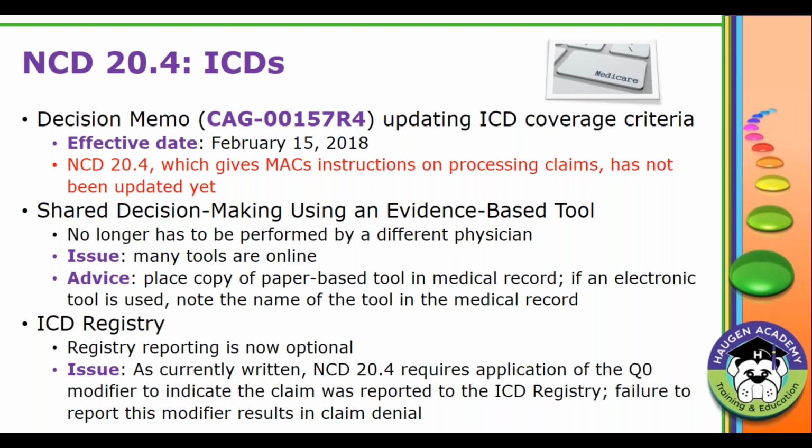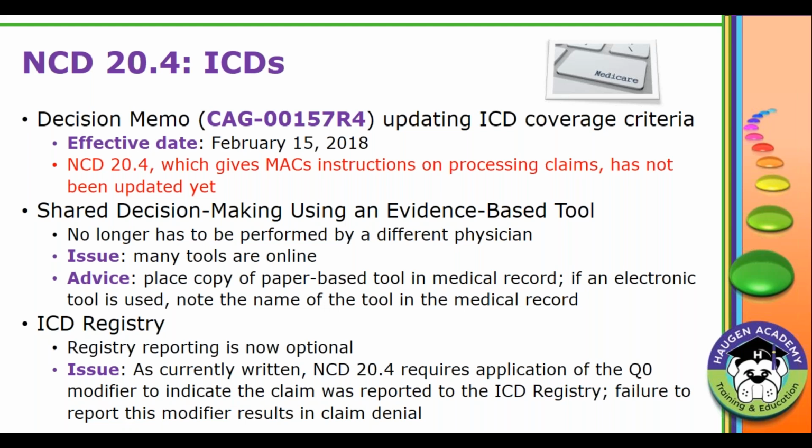So here's the issue. National Coverage Determination 20.4 has been out there for quite a long time, and it is for implantable cardioverter defibrillators. It outlines criteria from Medicare that make this a covered service. So not every Medicare patient can go out and get an ICD. They need to meet coverage criteria in order for Medicare to pay for it. There's a big issue right now. There was a decision memo, and I've listed the memo name here, that came out in February, and it didn't really have an effective date on it at the time, but we now know that it was effective on February 15th of this year.